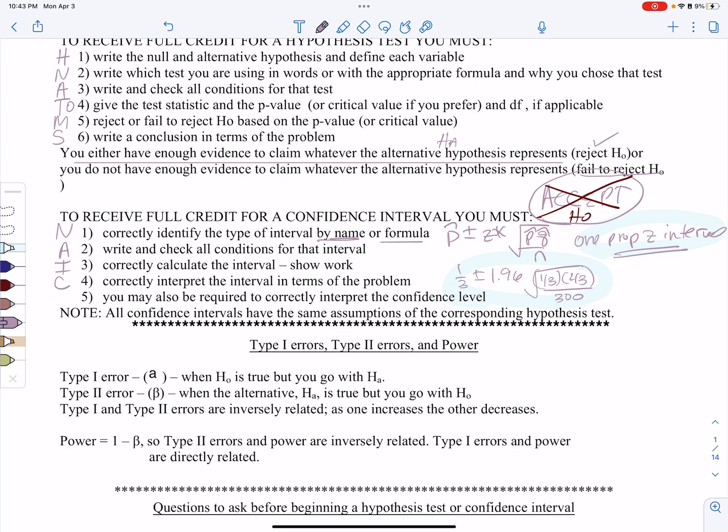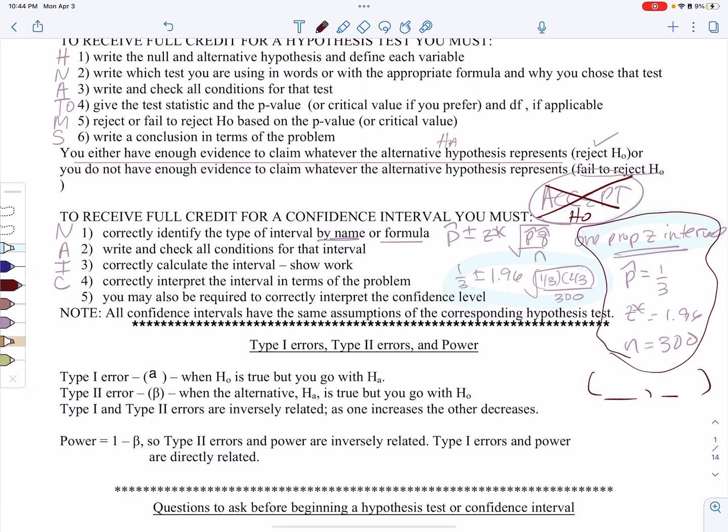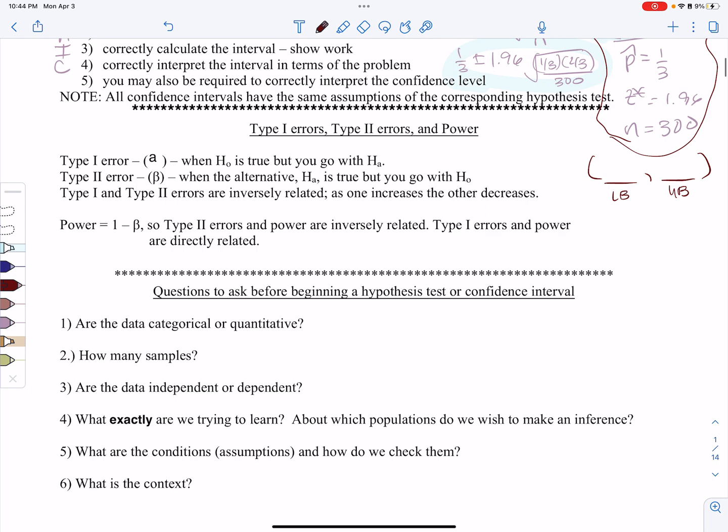And then you're going to put it in your calculator, and you will have p hat equals 1/3, z star equals 1.96, n equals 300. With this here, this would be full credit. If you had all of these things here, that would be full credit, of course, when you also give the interval that it gives you as the lower bound and upper bound on your calculator. Okay, let's talk errors.